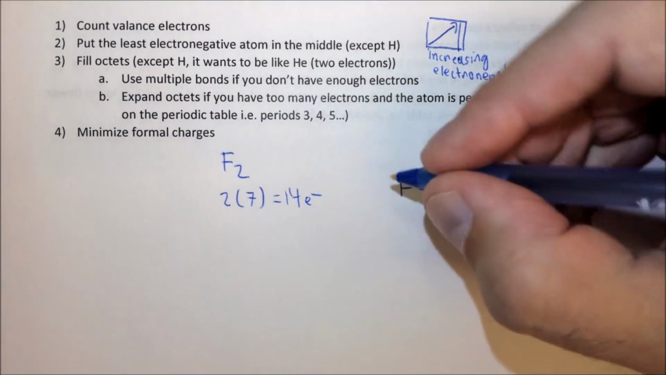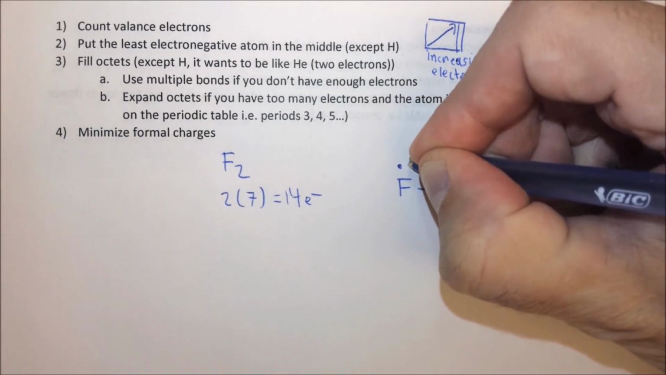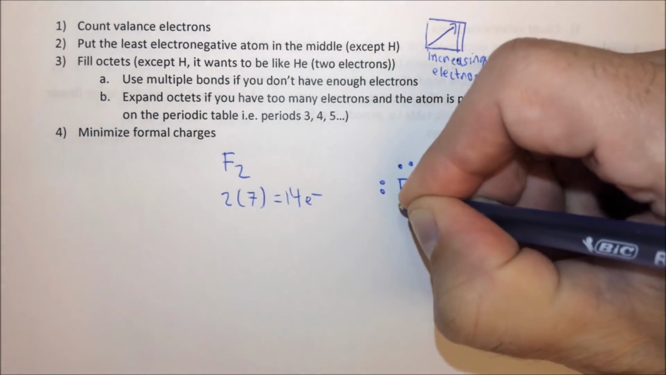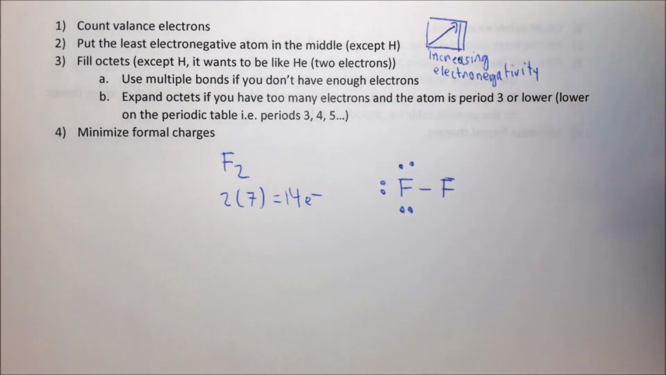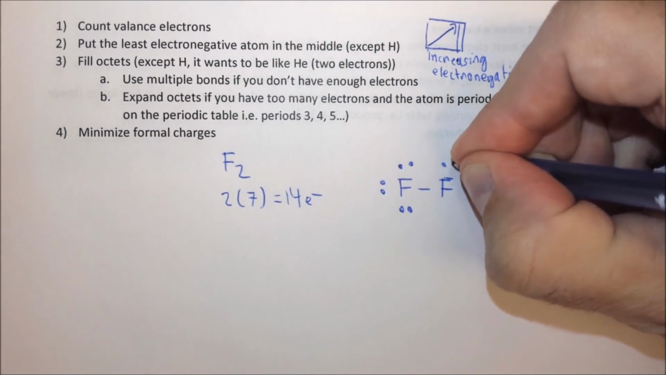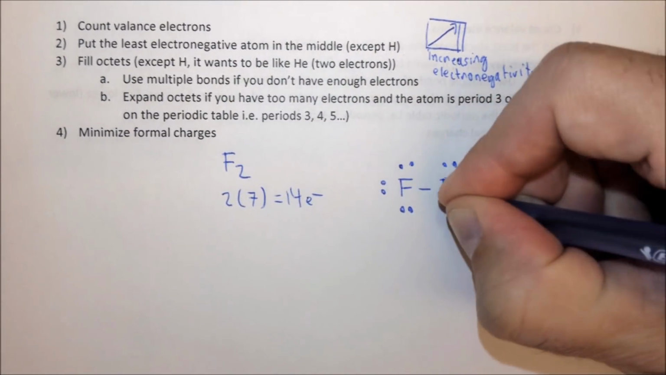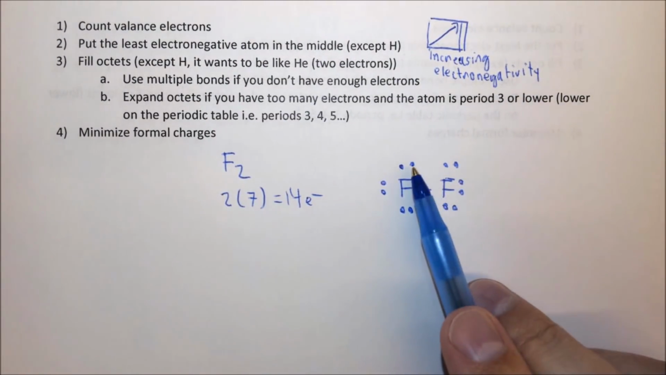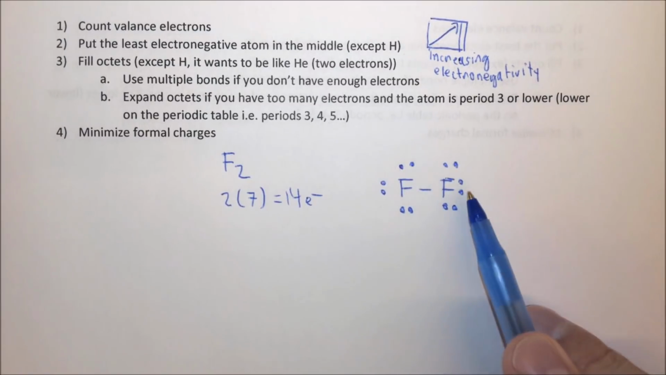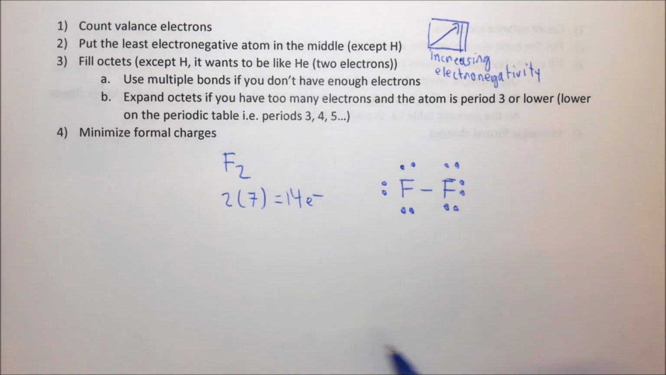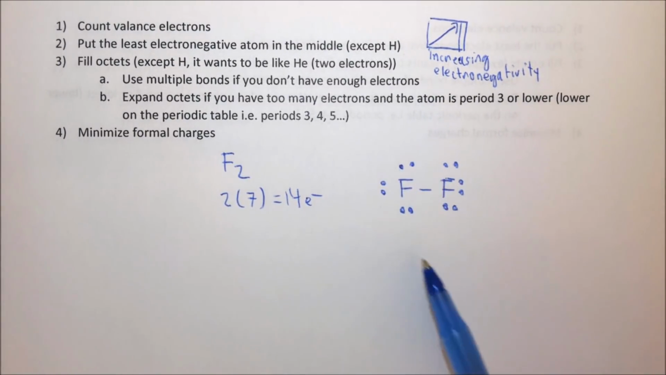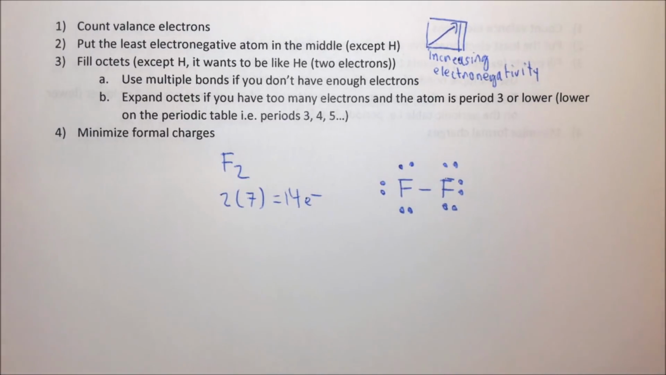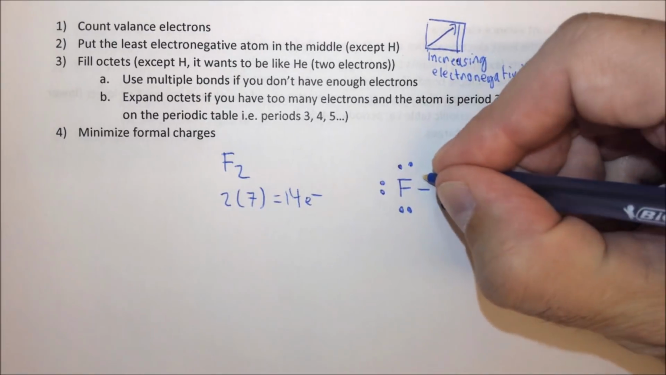If I want to fill octets, I can put 2, 4, 6 more electrons around this fluorine, and 2, 4, 6 electrons around this fluorine. So that's a total of 2, 4, 6, 8, 10, 12, 14, all 14 electrons. I'm going to draw this a little bit differently, but before I do that, I want to do some nomenclature stuff.